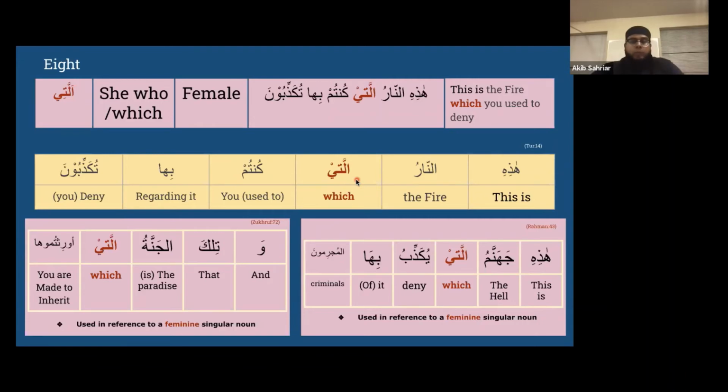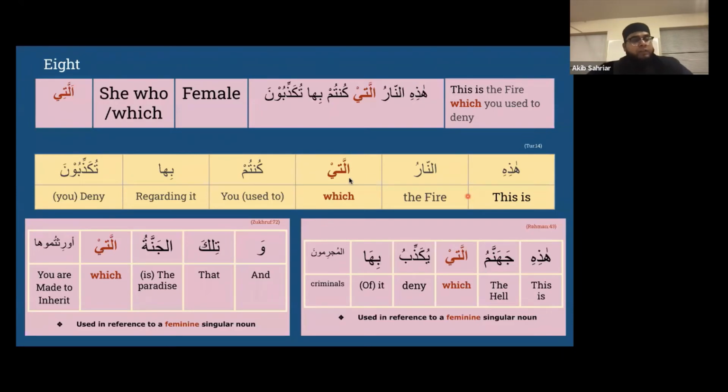Sometimes the word Jahannam will be brought. Sometimes nar will be brought, right? To talk about Jahannam. Allati is the highlighted word that we're trying to learn here, which means "which," right? It's referring to the fire, a non-living creation.